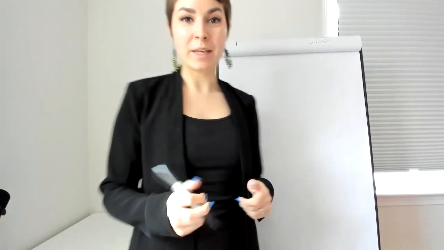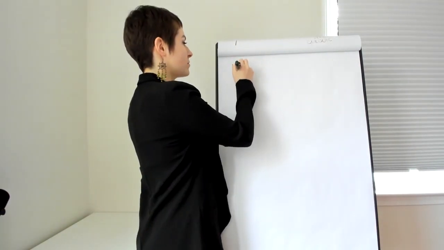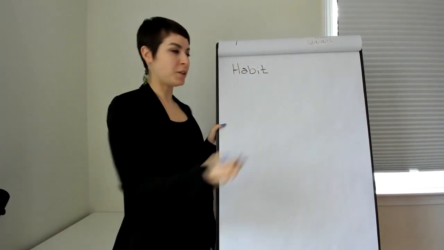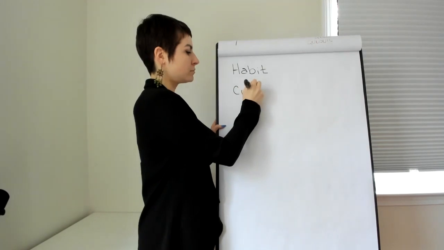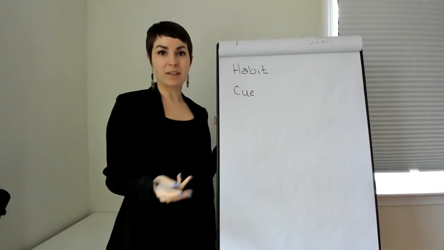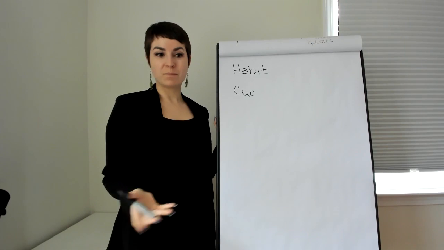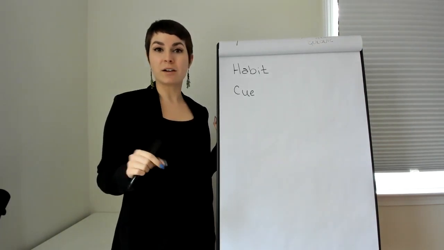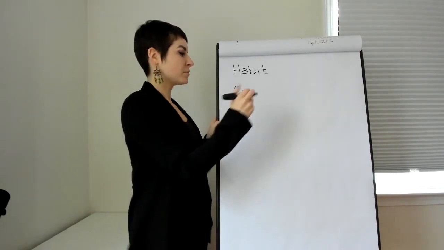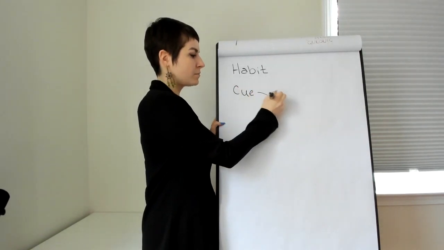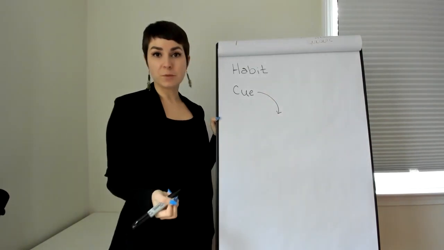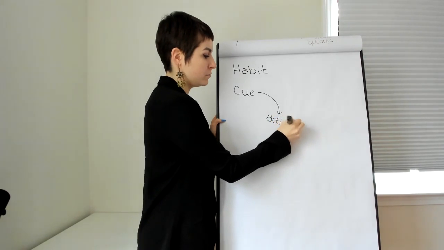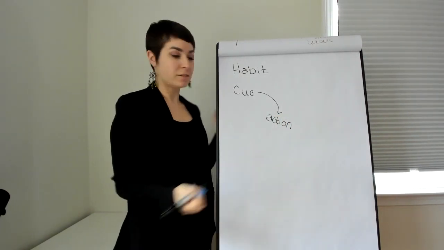So let's start with a habit. In a habit, it starts with a cue. So the cue could be you get up in the morning, or you're driving to go to work and you're cued, you get in the car and you know it's time to get a Starbucks. So that's the cue. The cue leads you to an action, which is grabbing the Starbucks.